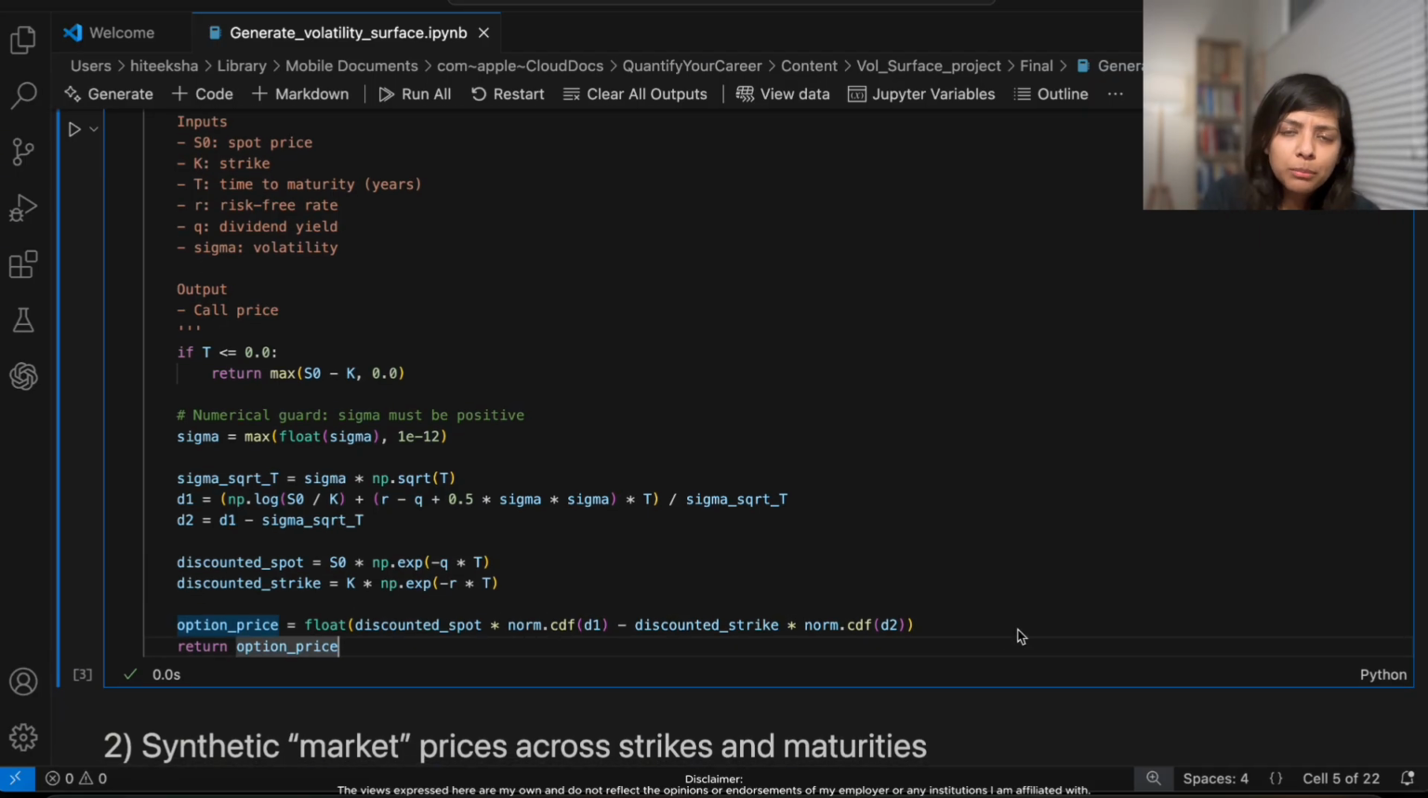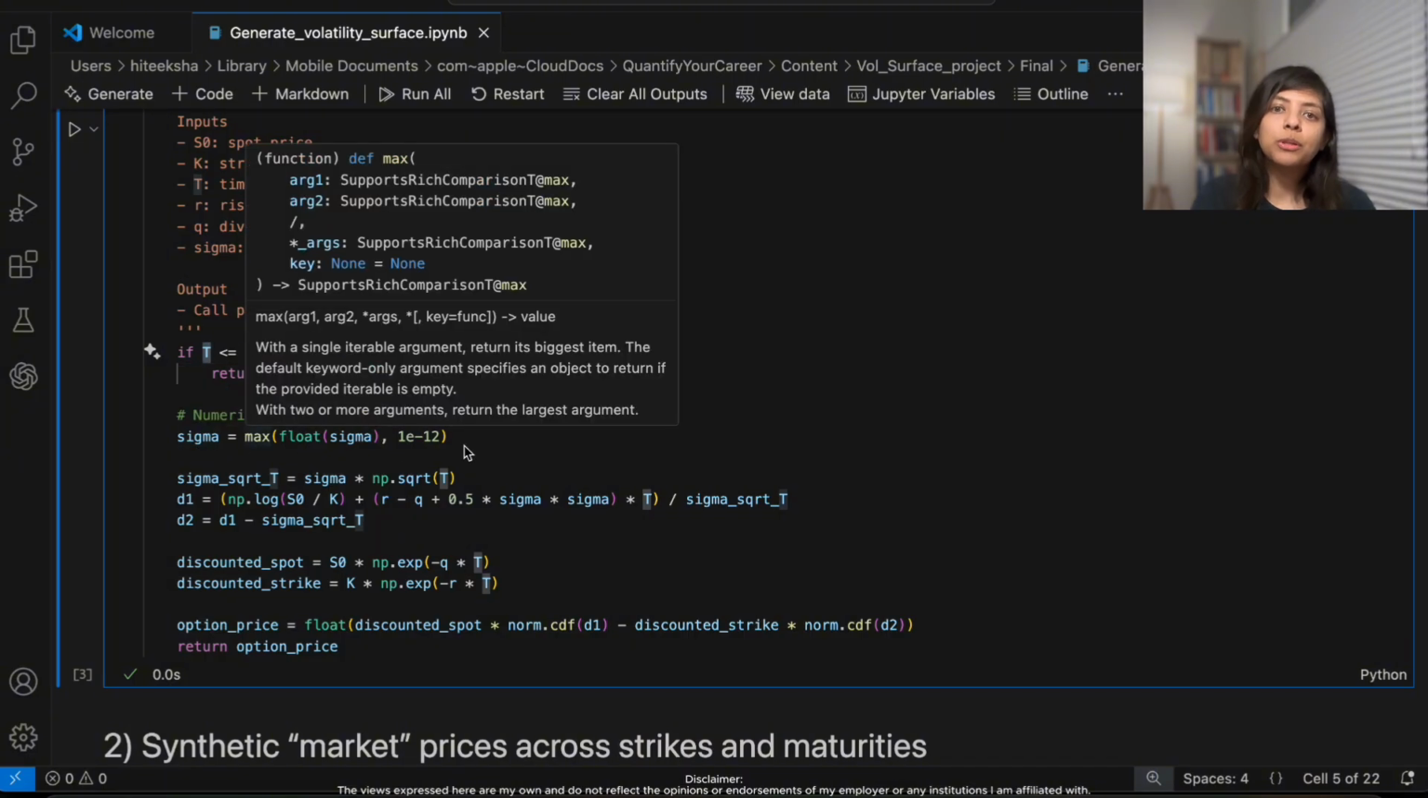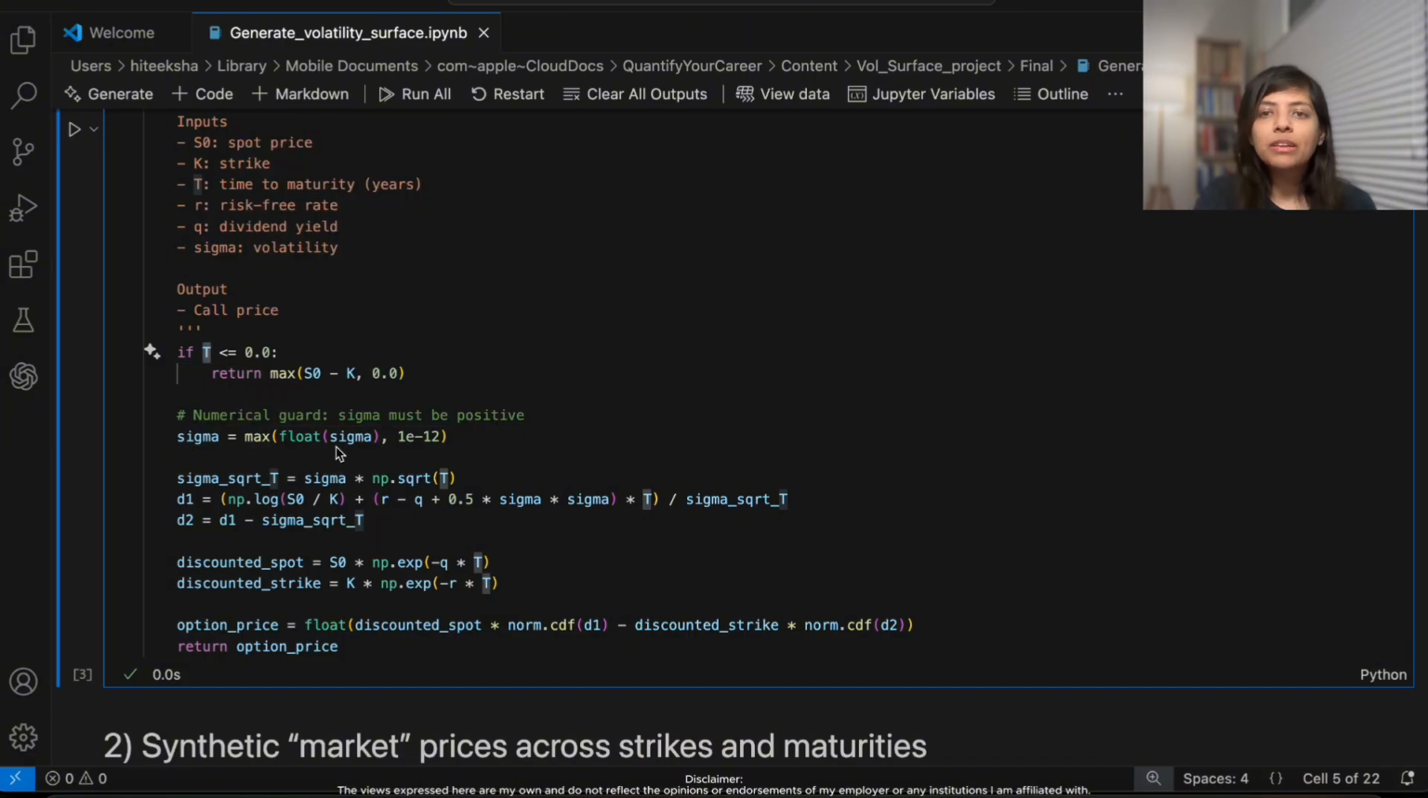We also add some basic safeguards. If the time to maturity is 0, we just return the intrinsic value, which is the maximum of 0 and spot minus strike. And we make sure volatility is positive so we don't accidentally divide by 0. These safeguards are important because the implied vol solver is going to call this function over and over, and if this function is not stable, the whole pipeline will break. So this is the forward direction. Volatility goes in, option price comes out.